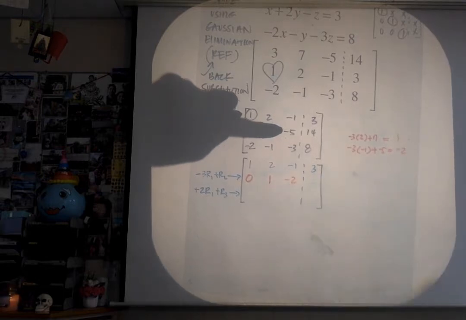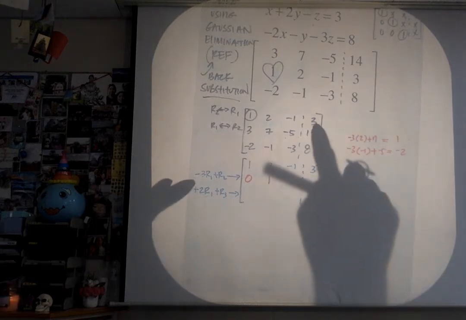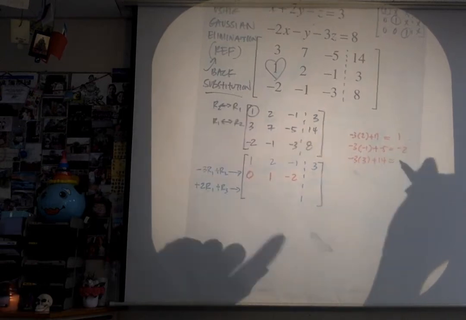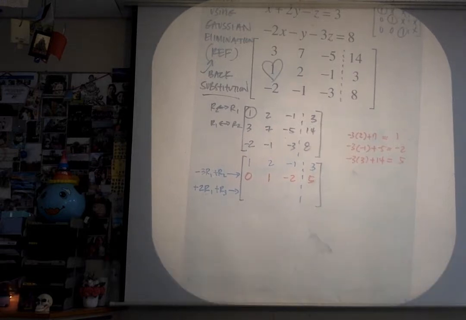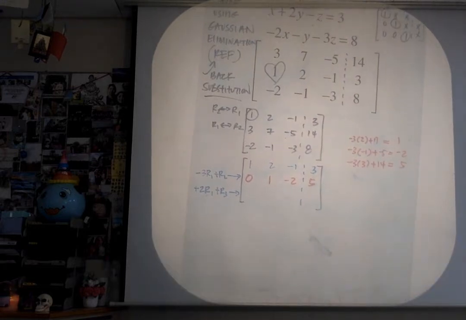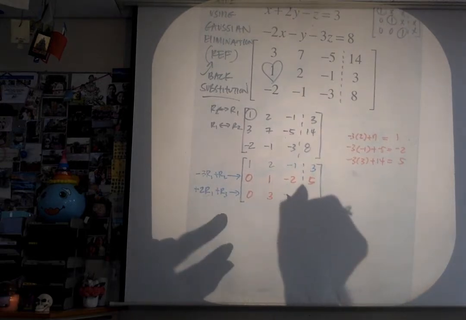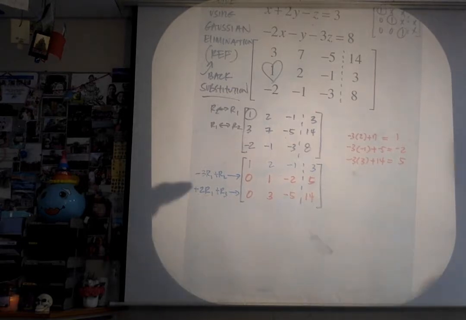Negative 2, right? So remember, calculation is important. Negative 3 times 3 plus 14. What does that give you? It should give you a 5. So 5 here. Try to understand that, and then try the third row on your own right now. Stop the video. Try the third row. Did you get something like 0, 3, negative 5, 14? I hope so. Let's check.